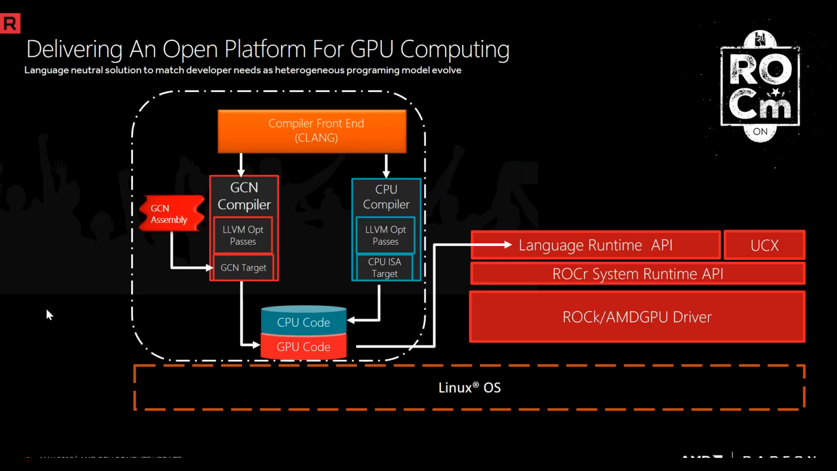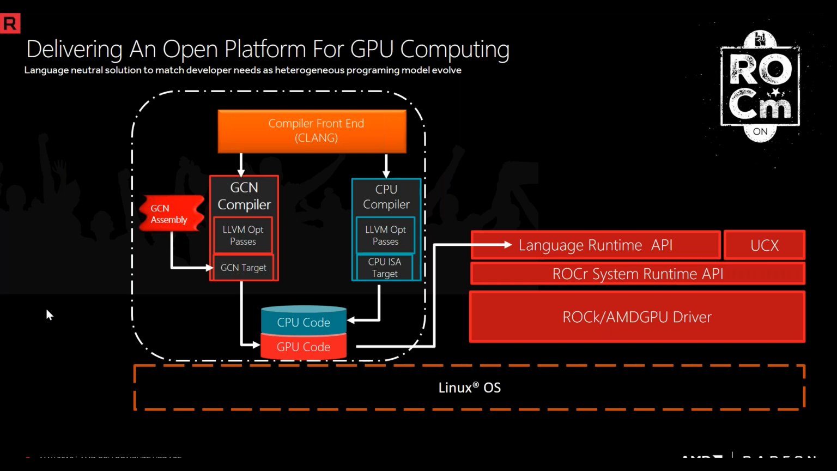One of the biggest challenges for writing GPU applications is that we need to write one code for the host and another code for the accelerator. In our case, as shown in the figure, we have one front end which takes both the CPU path and the GPU path. For example, on the right side, it is the CPU compiler which compiles for the CPU and then generates the CPU code.